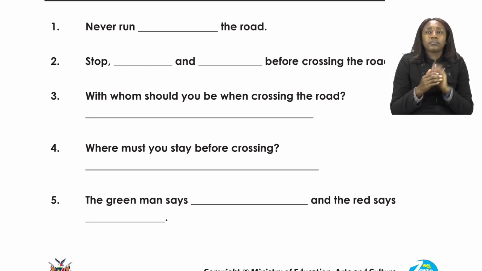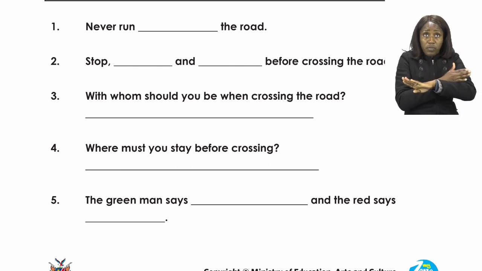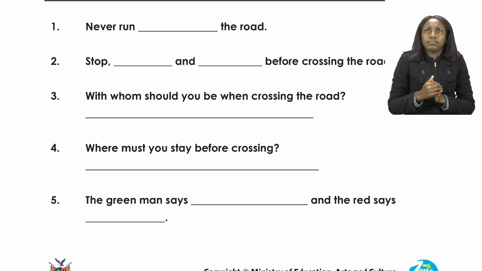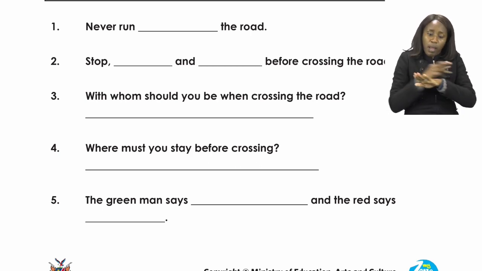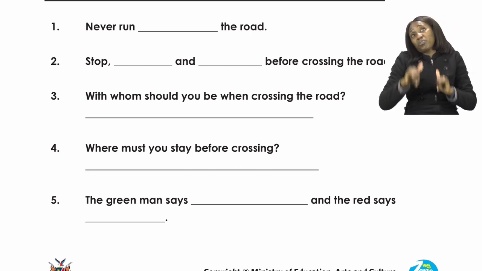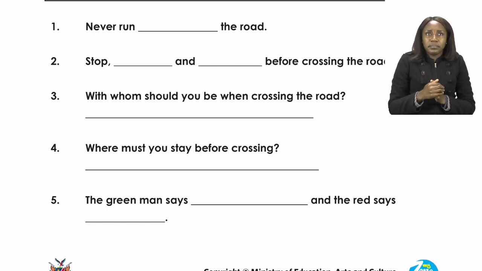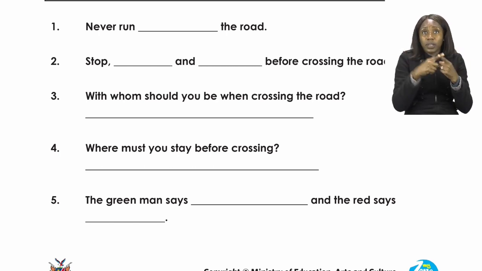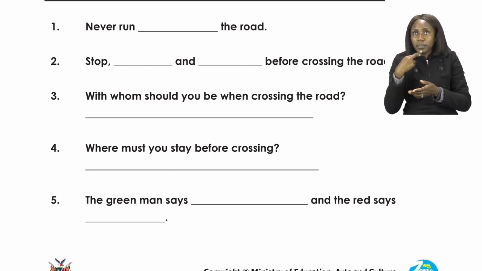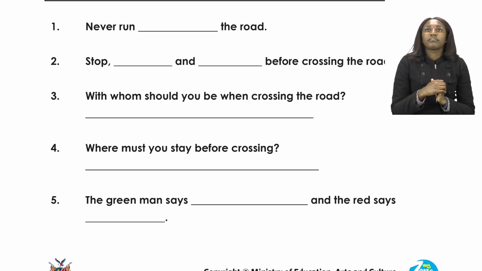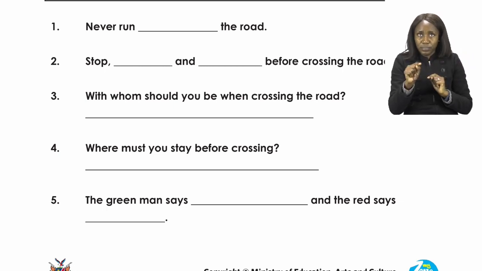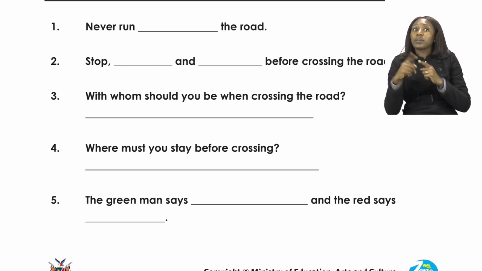Number 4 says, where must you stay before crossing? And number 5 says, the green man says dash and the red says dash.